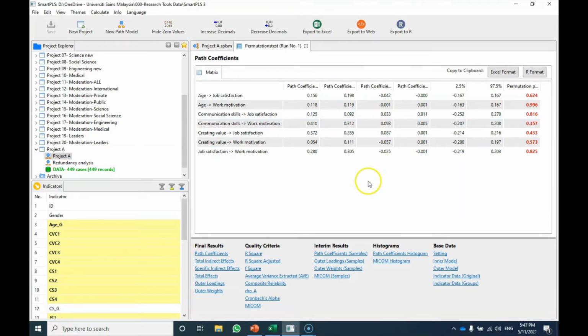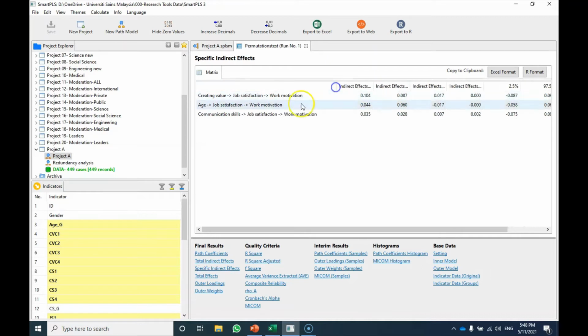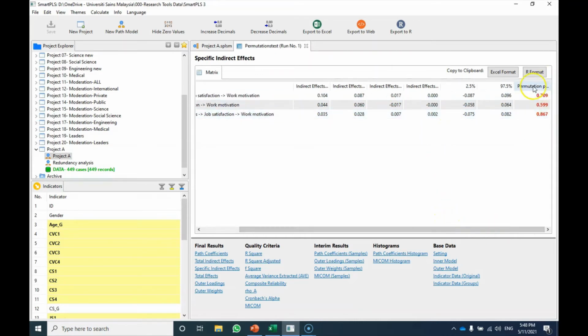We can also check the path coefficient differences for the indirect effects. So let me just click on specific indirect effects, and here you would see that we have 3 indirect effects. We have the path coefficient for group 1, the path coefficient for group 2, and also the original path coefficient difference. And when you check the permutation p-values, you would see that none of these 3 permutation p-values are less than 0.05, and this means that the differences based on the indirect effects are not statistically significant.